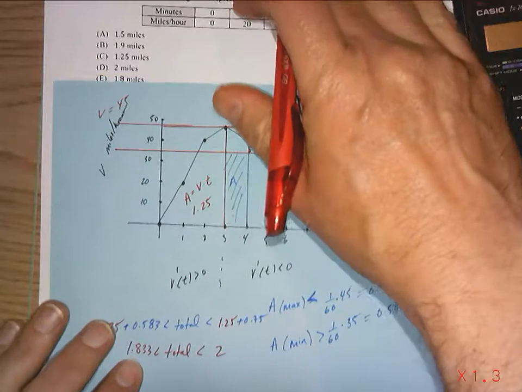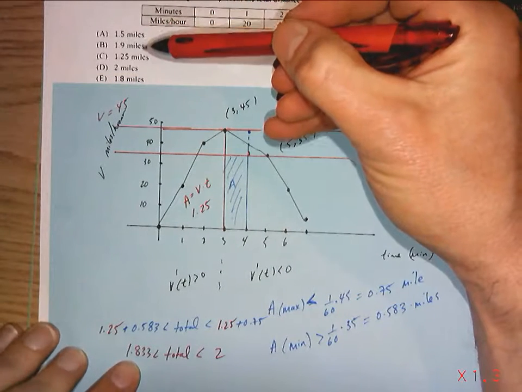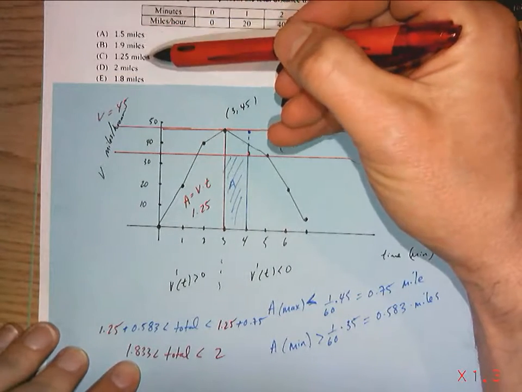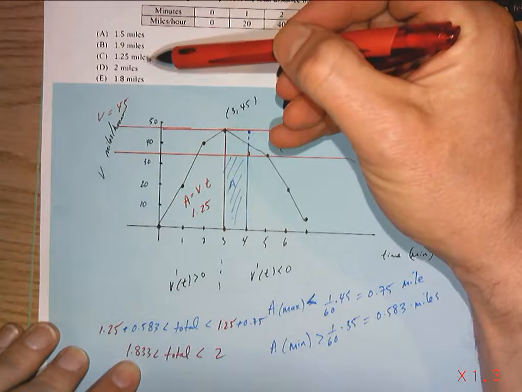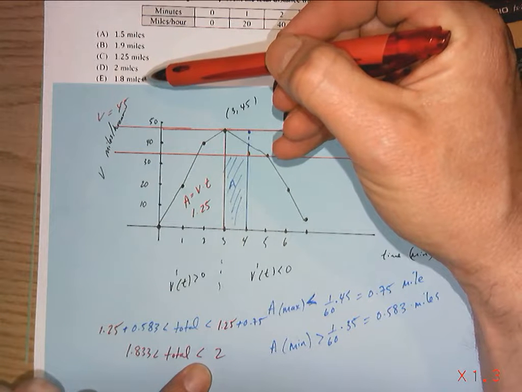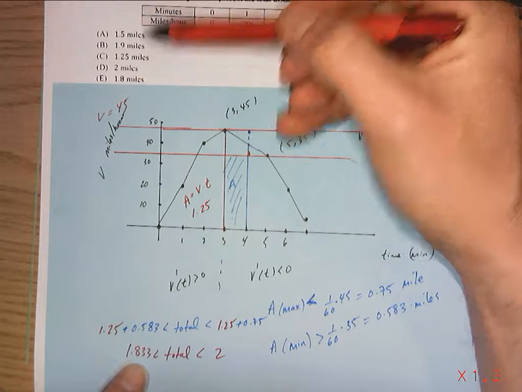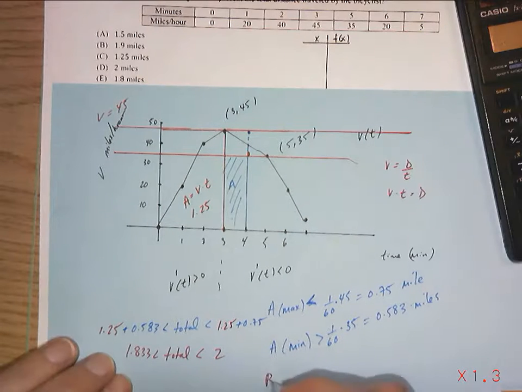Let's look at what we have to choose from. A, can't be A. B works, it's in our range. C, can't be C. D, they're trying to trick me, I know it has to be less than that. E, they're trying to trick me, I know it has to be greater than that. So the answer is B.